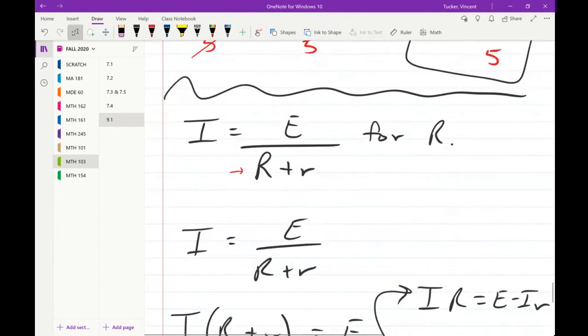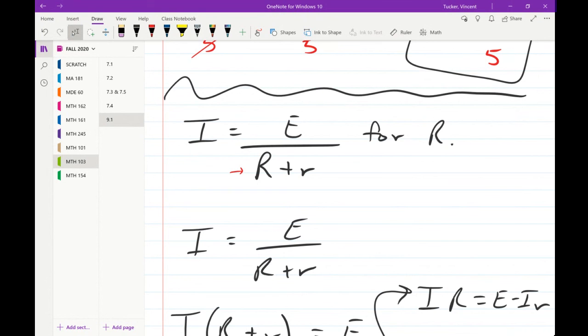All right. So we have I equal to E over capital R plus lowercase r. We want to solve for capital R. So keep in mind, capital R and lowercase r are not the same variable. They're not the same thing. So you cannot add them together and get 2R. So capital R and lowercase r are separate from each other.